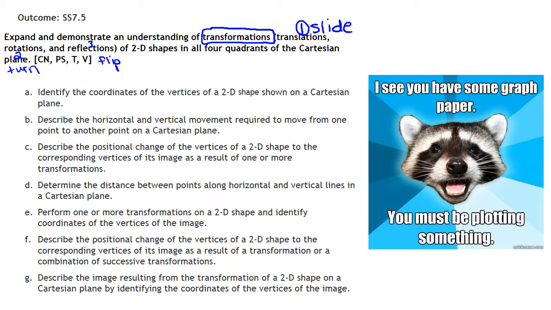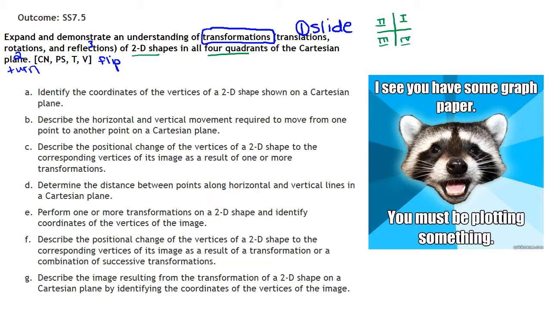And we're only talking here about 2D shapes, so on a flat plane, the Cartesian plane. And we're using all four quadrants. Before, you might have done transformations, but only in quadrant 1. Now we're using quadrants 2, 3, and 4.